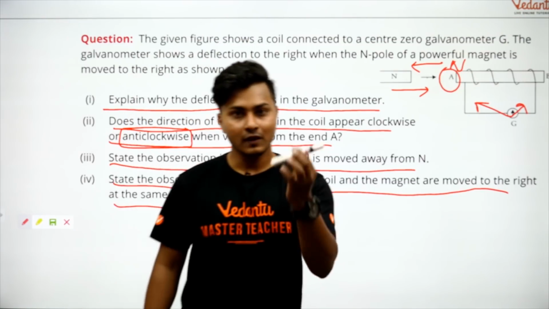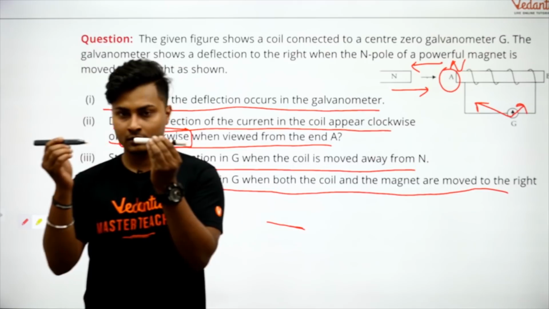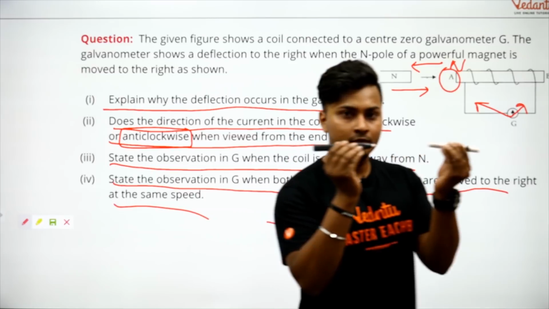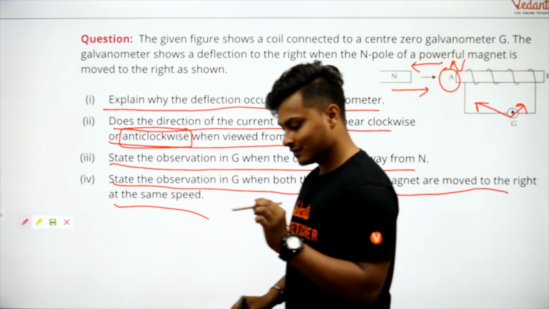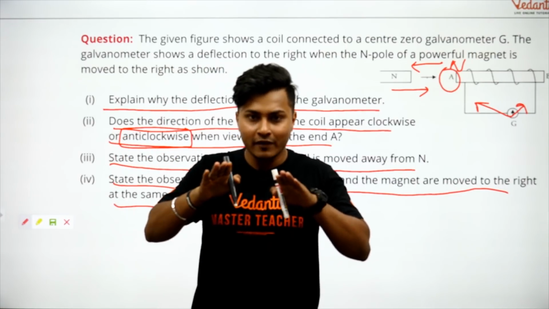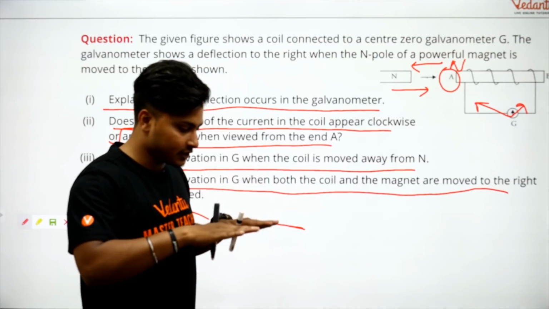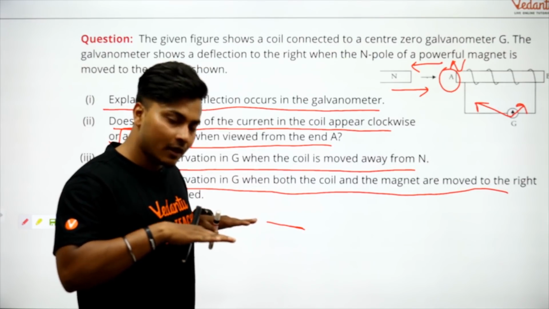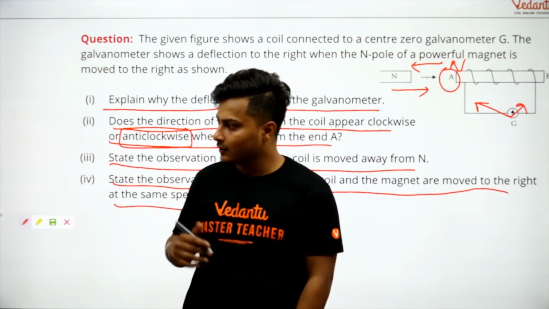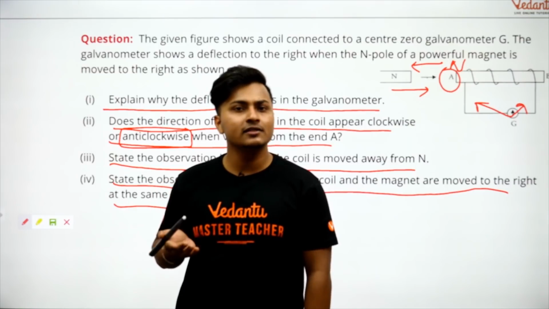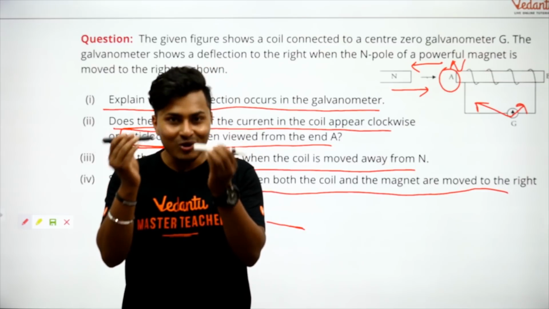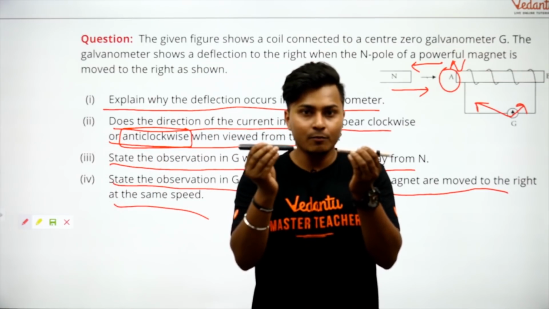That would mean the coil and magnet both are moved towards the right at the same speed. So now my question is, aren't they both stationary with respect to each other? For example, when we are moving in a bus, there are two buses together, both going at the same speed. If you are sitting inside the bus, we will feel that the relative velocity is 0. For both of us, it feels that we both are stationary. So for this coil and the magnet also, the same thing will appear. It will feel like they both are stationary with respect to each other.